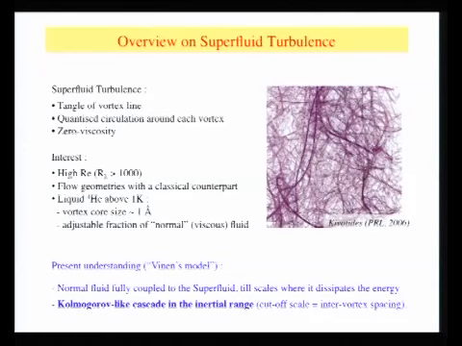So already two people talked about superfluid turbulence, so this overview is very short. What I just want to point out is that our interest is in very high Reynolds number flow, larger than R lambda of 1,000, closer to 2,000. And we're interested in flow geometries which have a classical counterpart. So we're interested in jets, grid flow, but not in the exotic flows that one can make with a superfluid, like counterflows.